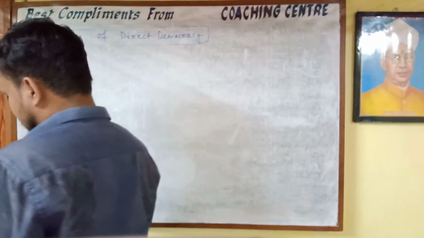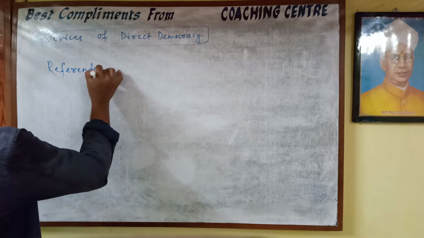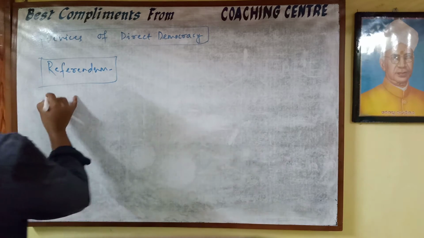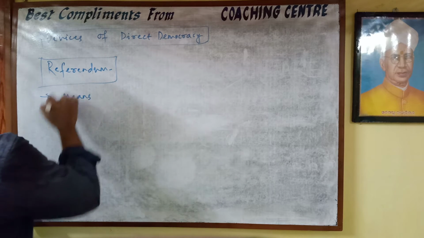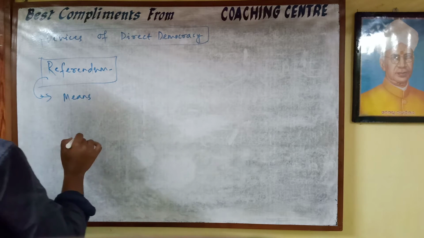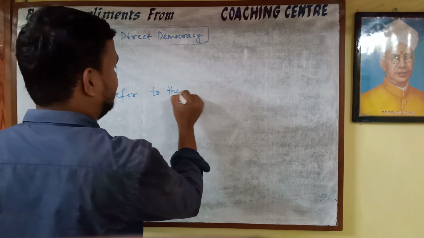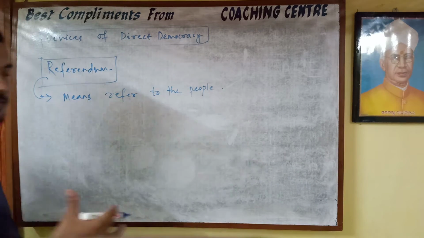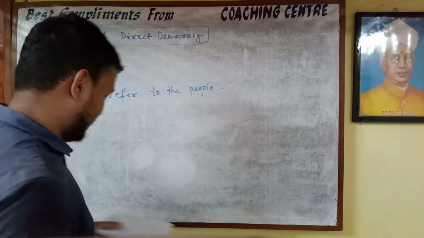The first one is referendum. As the name suggests, referendum means refer to the people. Send a certain proposal to the people. Where do you have to send the proposals? Refer to the people, the common people, right?